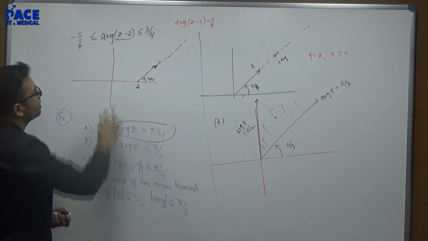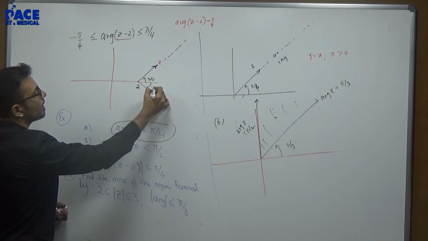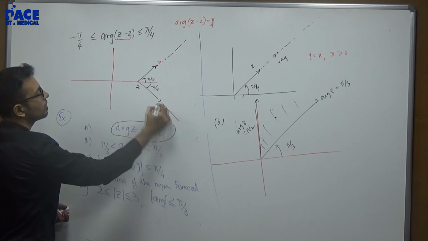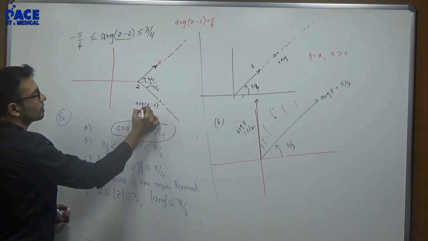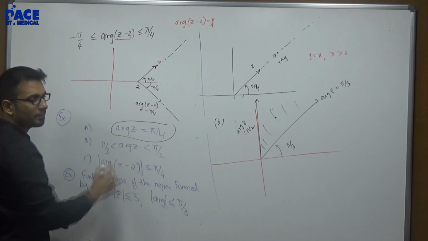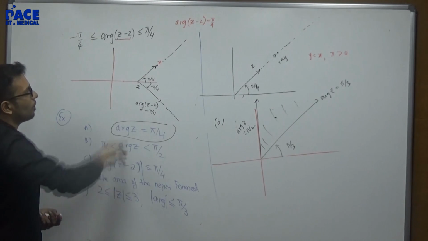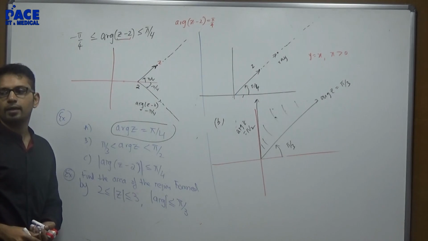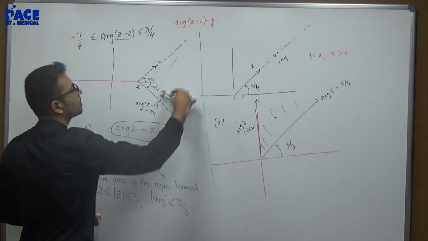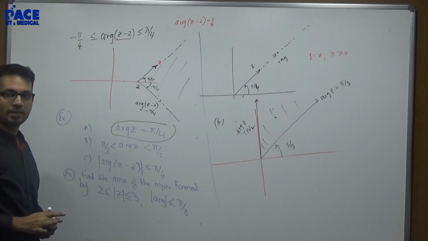Similarly, you take arg Z minus 2 equal to minus pi by 4. It would represent what? This ray, equal to minus pi by 4. समझ में आ रहा है? So this vector का argument minus pi by 4 है. अच्छा, when this lies between the two, it would be the area over here. समझ में आ रहा है? Yeah.